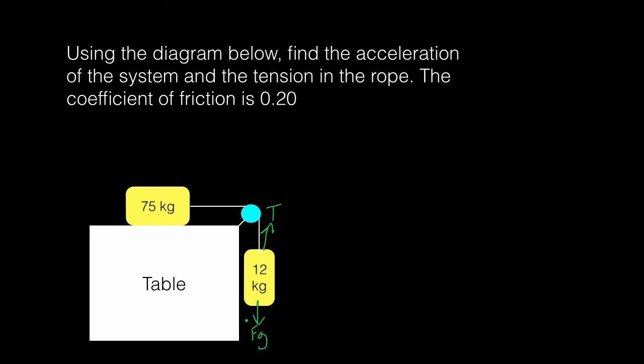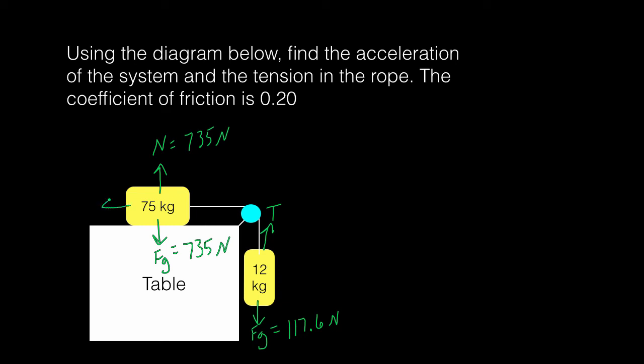And so this force of gravity is going to be equal to 117.6 newtons. We don't know tension yet. We can find the force of gravity here. 75 times 9.8 is equal to 735 newtons. And if that's the force of gravity, we know that it's not accelerating up and down, so the normal force has got to be equal, but opposite to that, so 735 newtons.